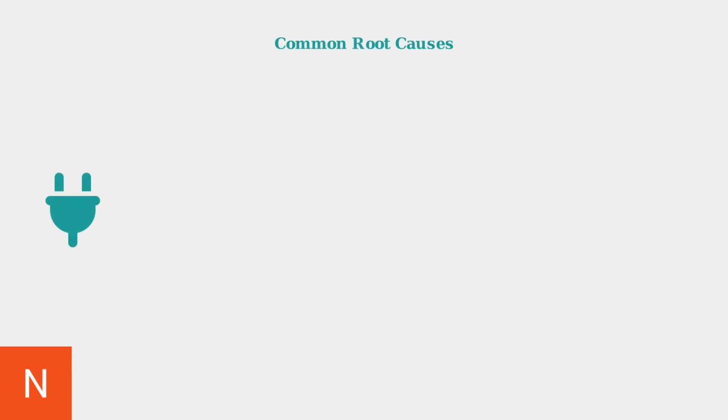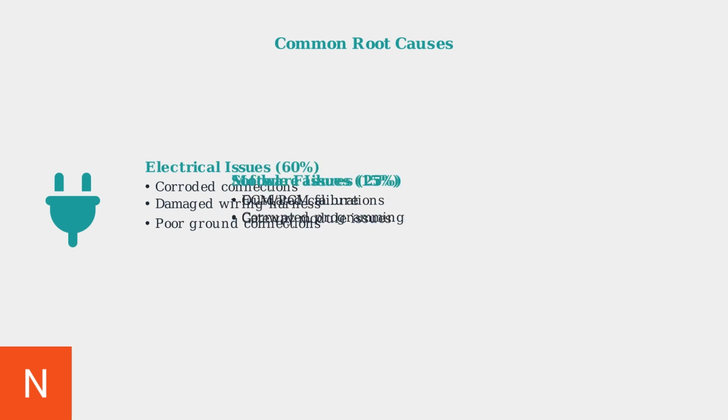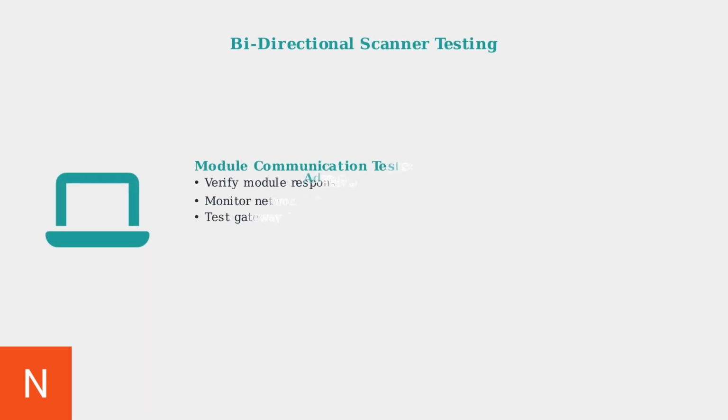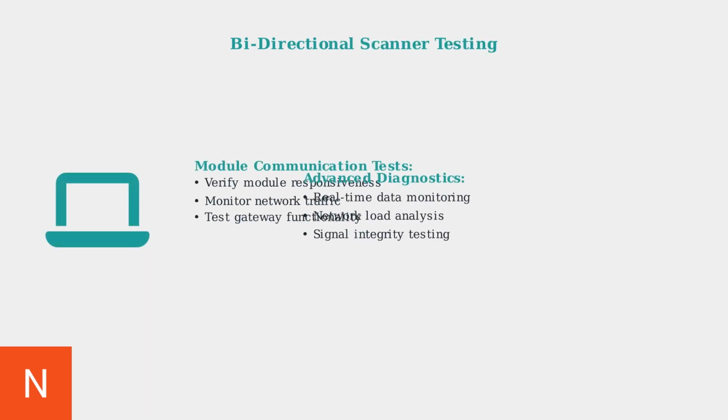The most common causes of U0100 codes are corroded connections, damaged wiring, and module failures. Visual inspection often reveals obvious problems before expensive testing. Use a bidirectional scanner to test module communication and responsiveness. Modern diagnostic tools can monitor network traffic and identify which modules are not responding.